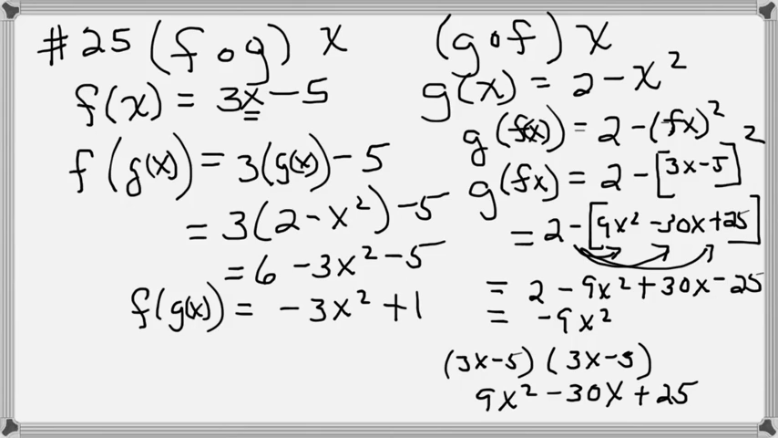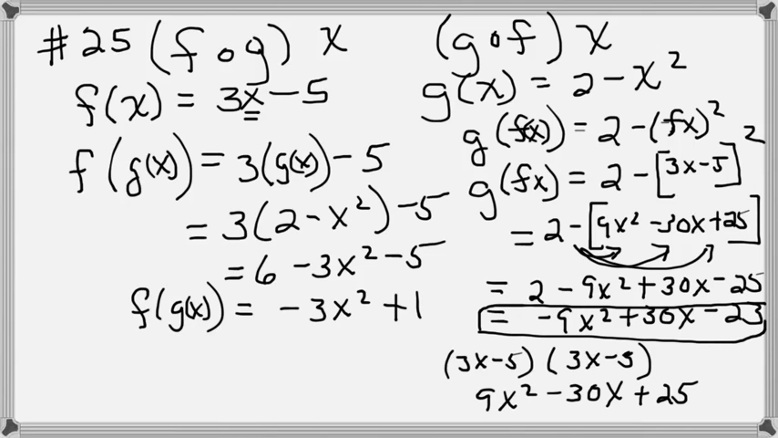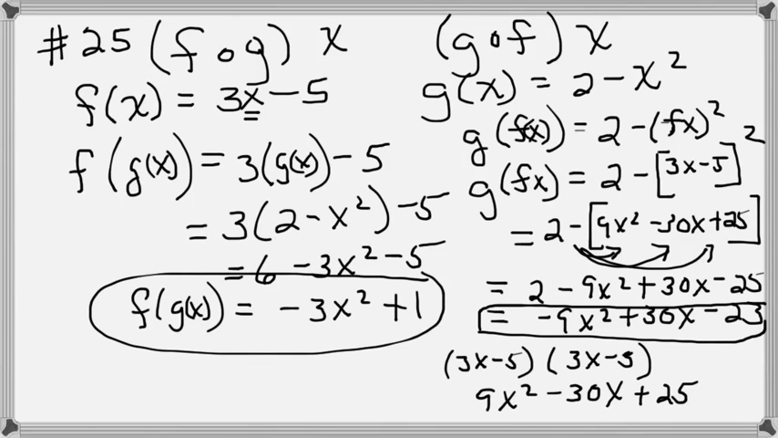And I'm rewriting these to make sure they're in standard form, which is ax squared plus bx plus c. So I'm just reordering them, using that commutative property of addition to reorder them. 9x squared plus 30x. If I have a negative 25 and a positive 2, I have negative 23. And so this is your answer to this one. And here's the answer to this one.